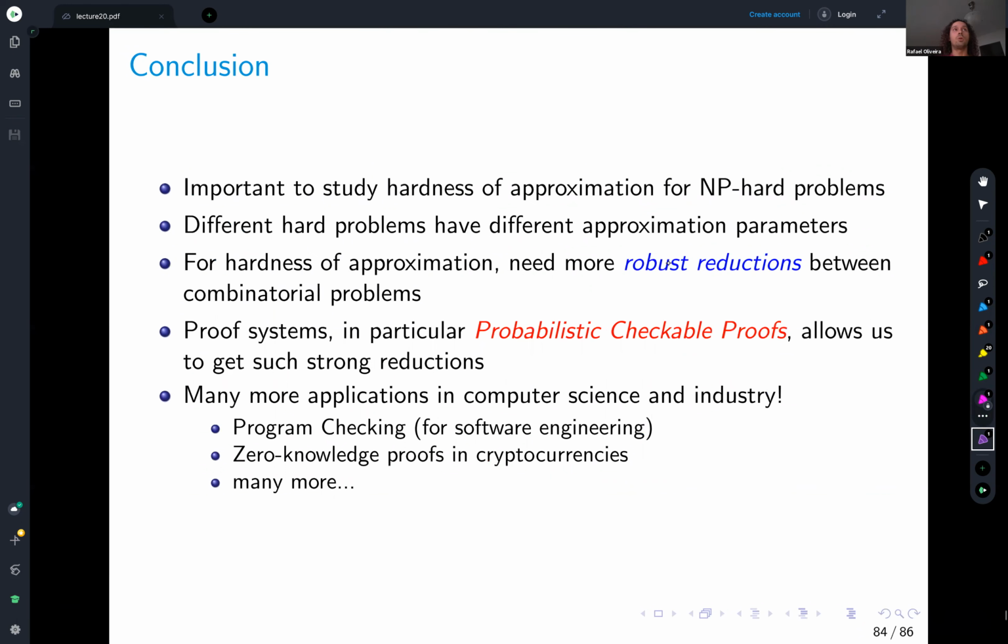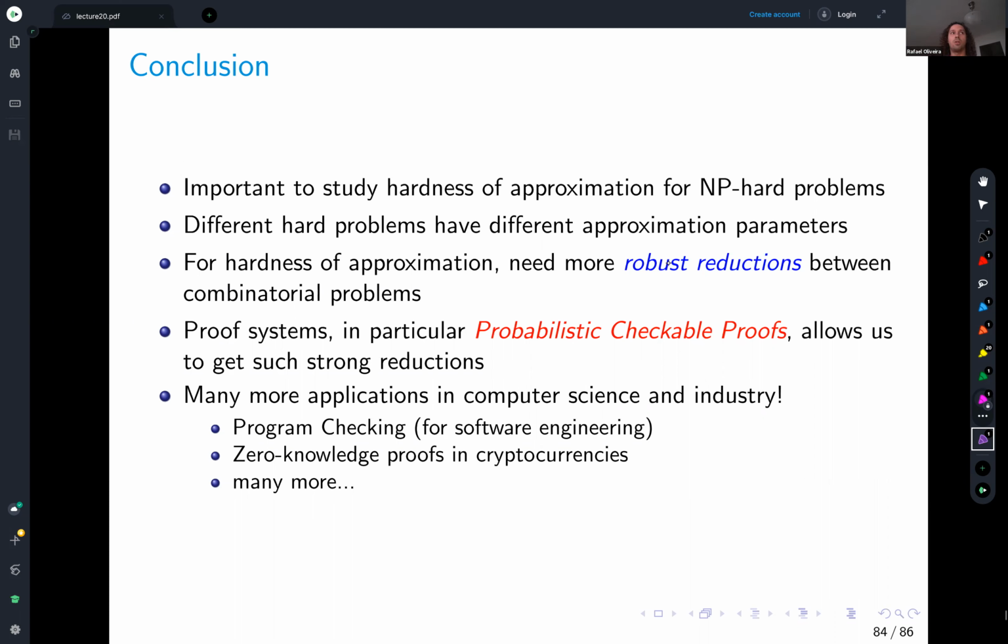So to conclude, what did we learn today? We learned that it's important to study the hardness of approximation of NP-hard problems, and that different hard problems have different approximation parameters. For example, we saw the general TSP problem, and we also saw the 1 plus epsilon hardness for Max 3-SAT. And we also saw that Max Cut has an upper bound on its approximation. So we definitely know that different problems have different approximation parameters.